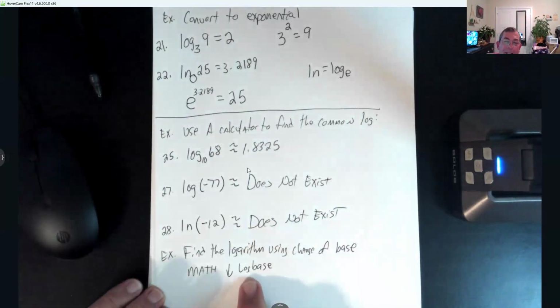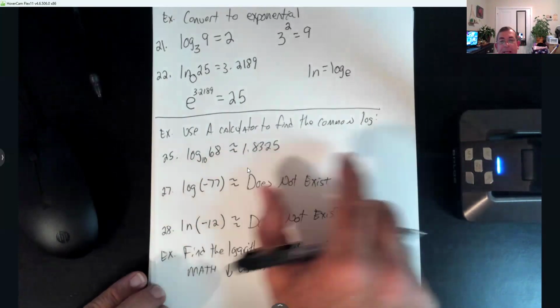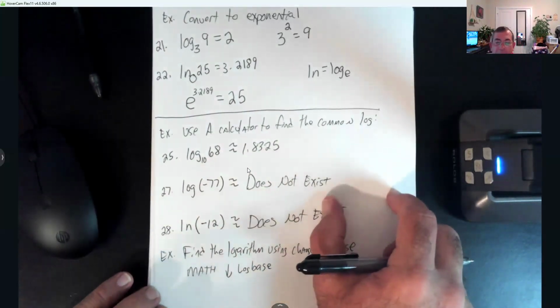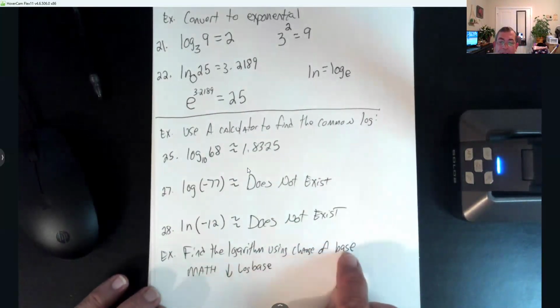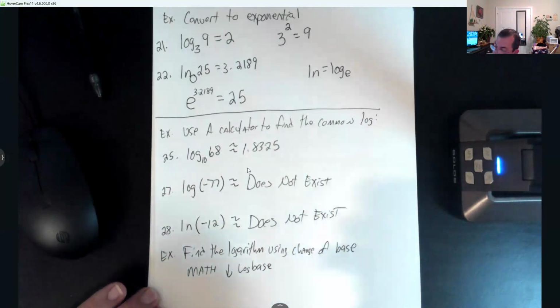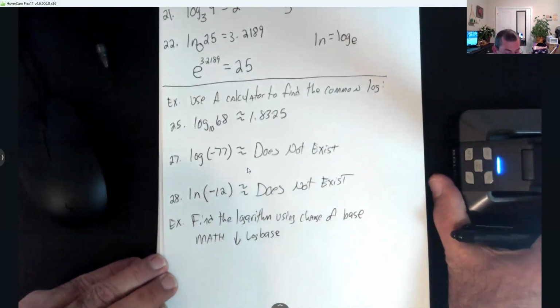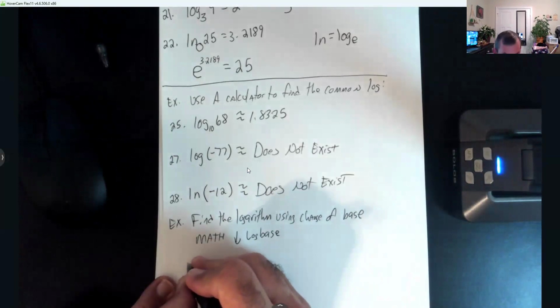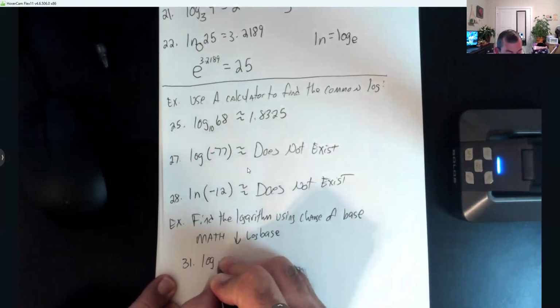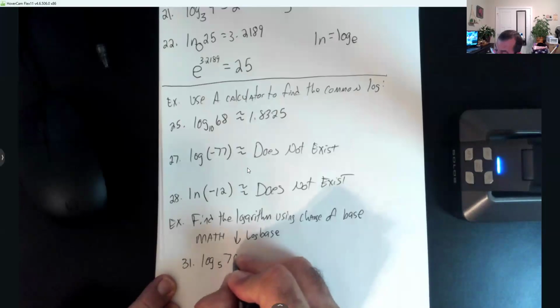We call that change of base because we're not using the log base 10 on the front of the calculator, or we're not using the LN on the front of the calculator. So we call this a change of base. That way you can put in the actual number and the base. So like one example they had was 31 log base 5 of 70.